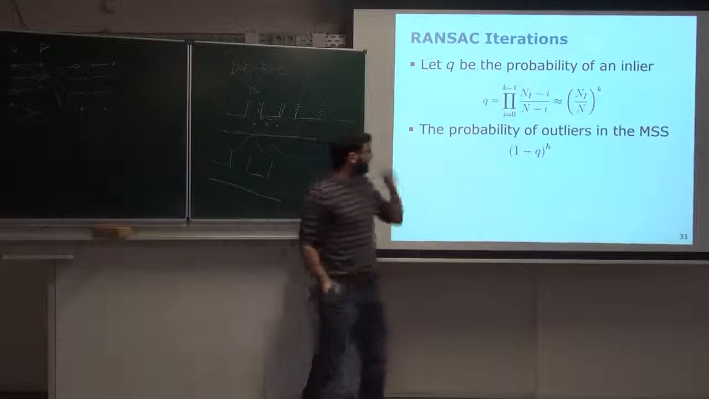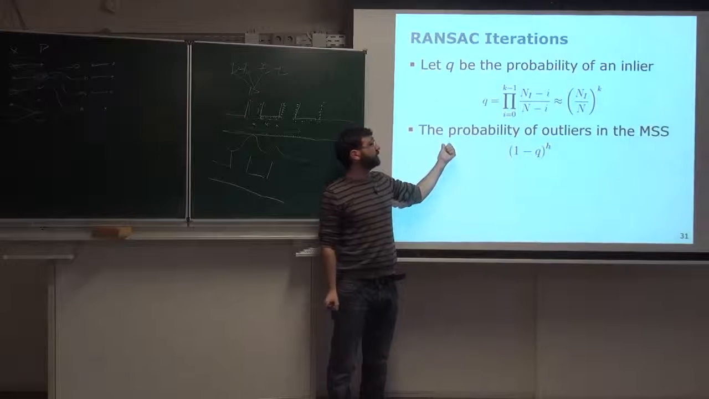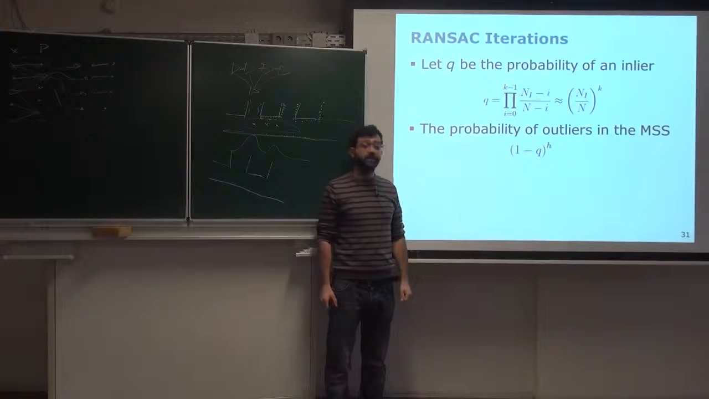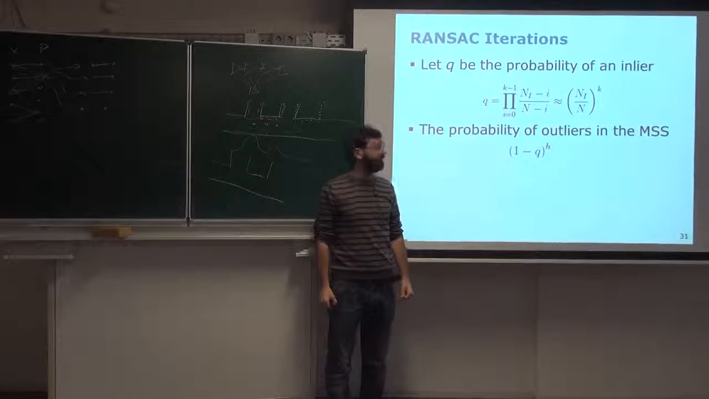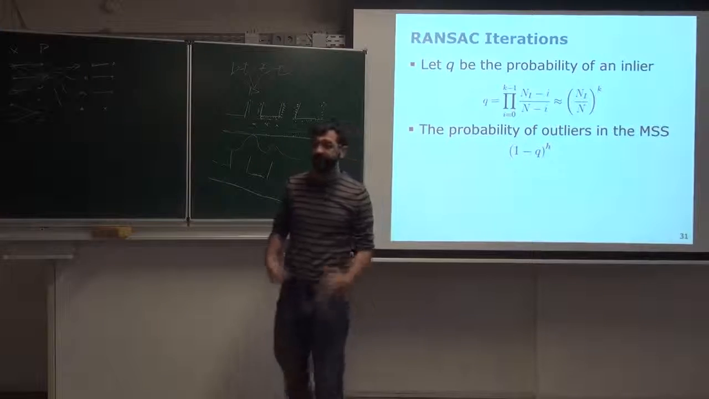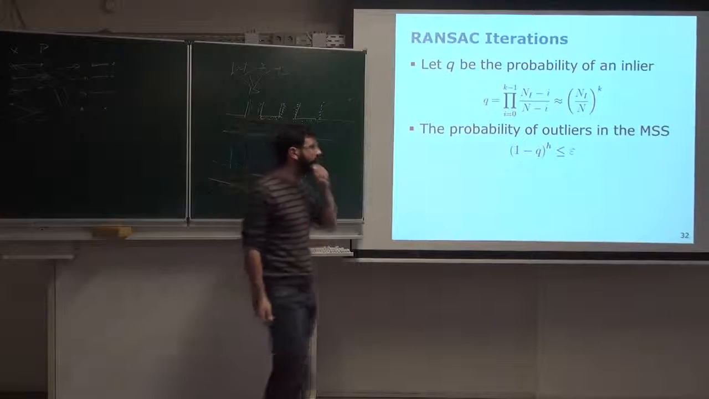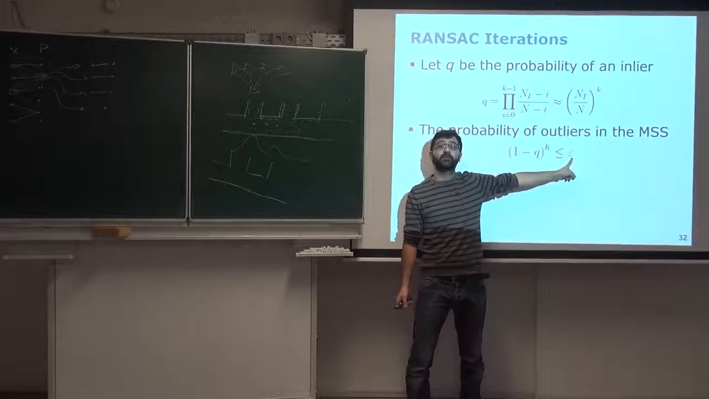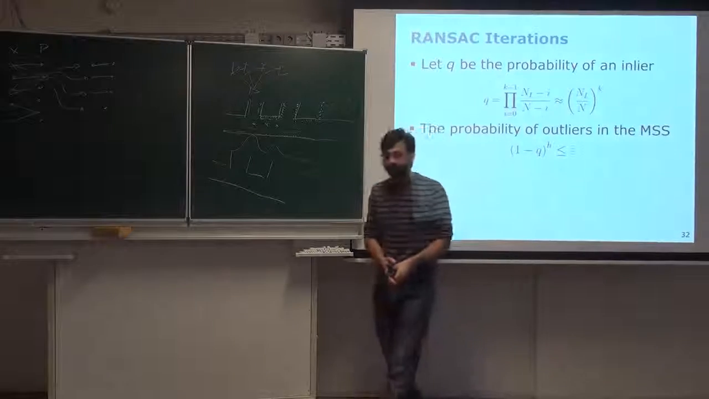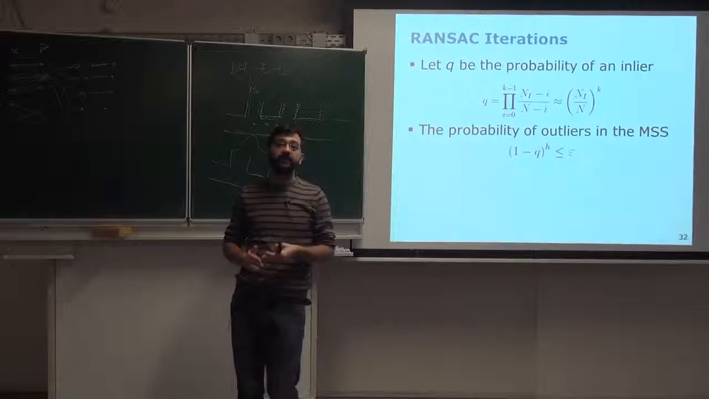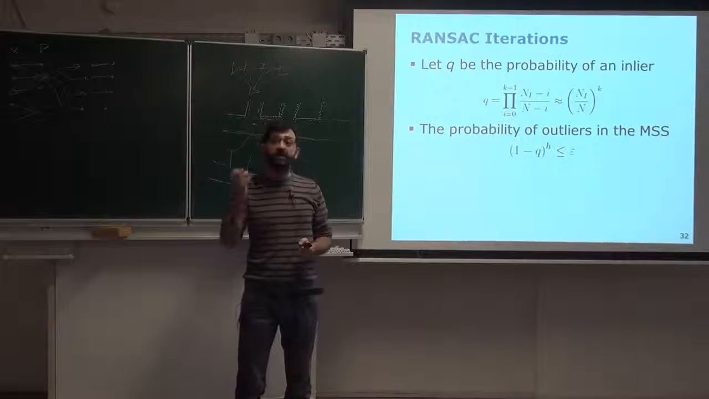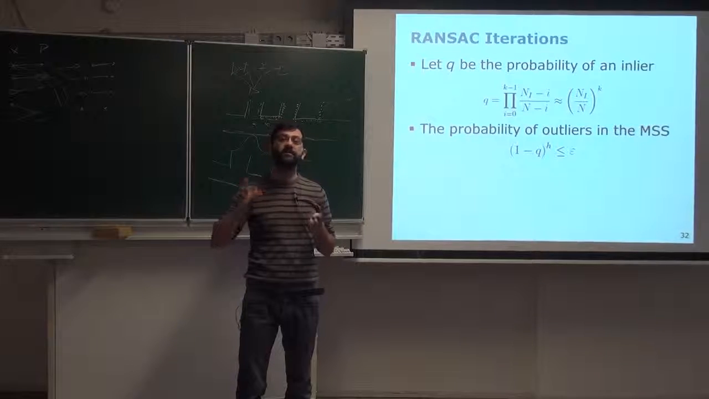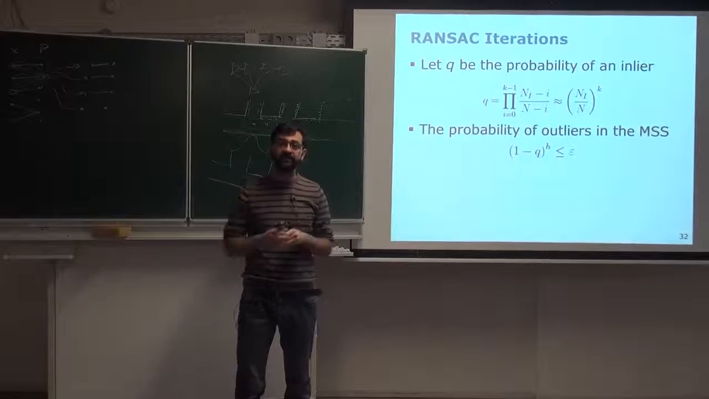If we have that, we can just compute the probability of the outliers in the minimal sample set. Okay, and since we want to have a minimal sample set which has no outliers, we want to have this probability to be less than a certain epsilon. Okay, so we say I want that the probability of an outlier in the minimum sample set be less than 0.05% or something like that.